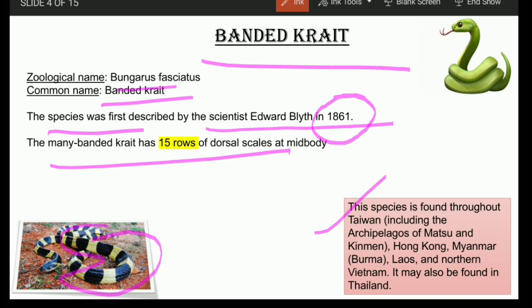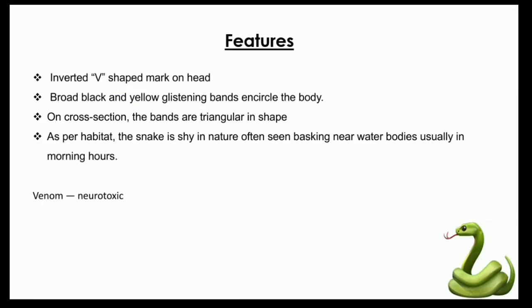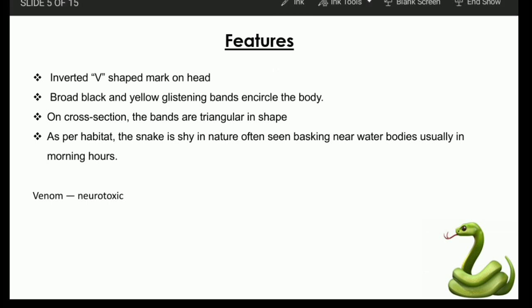Some most commonly known facts about the banded krait are written here. The species is found throughout the region of Taiwan, including the archipelagos of Matsu and Kinmen, Hong Kong, Myanmar, that is also Burma, and northern Vietnam along with Laos. It is also found in some regions of Thailand. Now, some of the common features described here could help you to identify a banded krait. It has an inverted V shape marked on its head. This is basically a normal V shape and this is an inverted V shape.